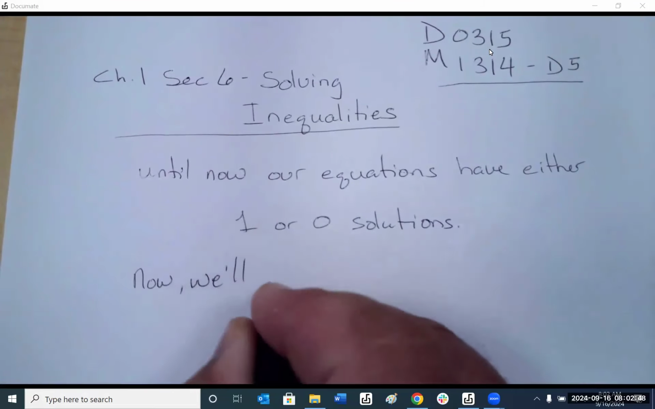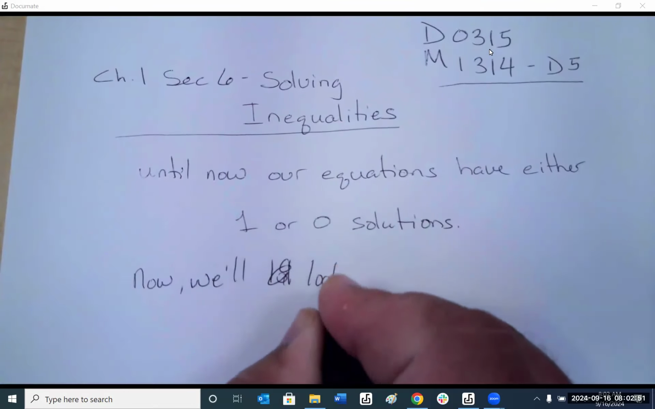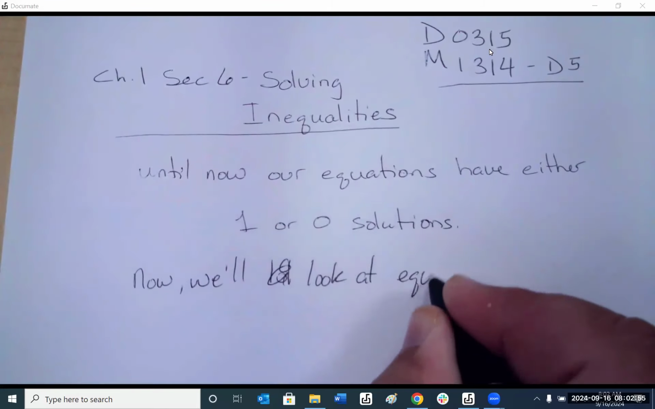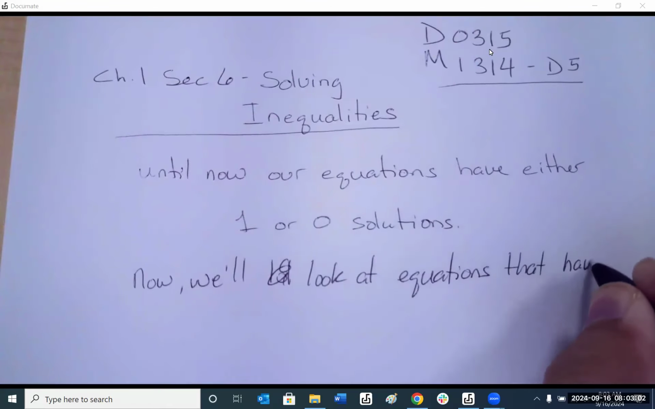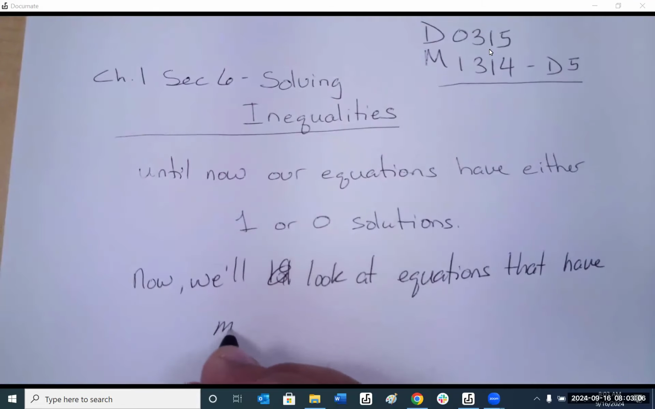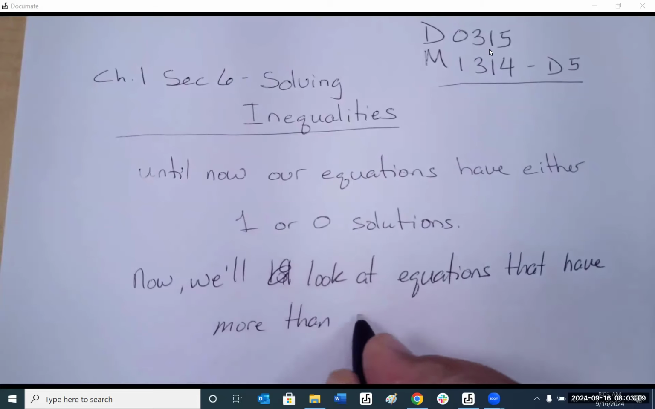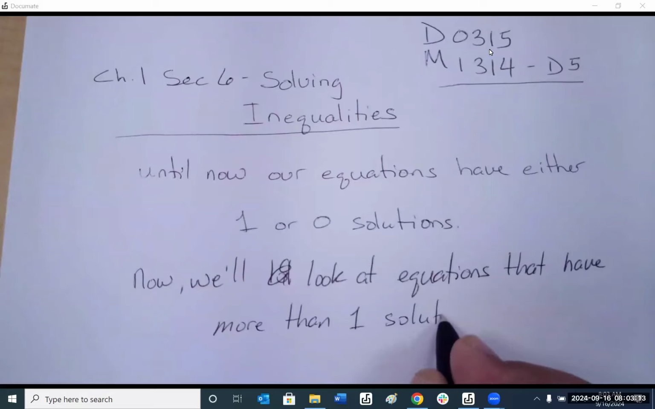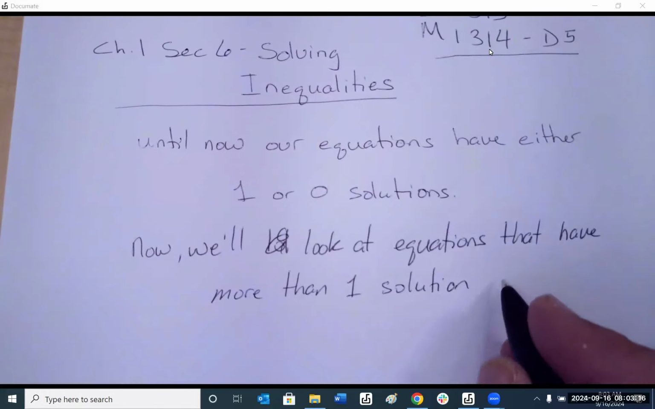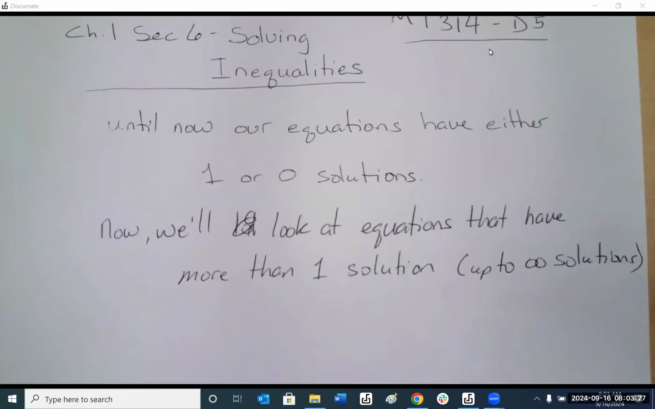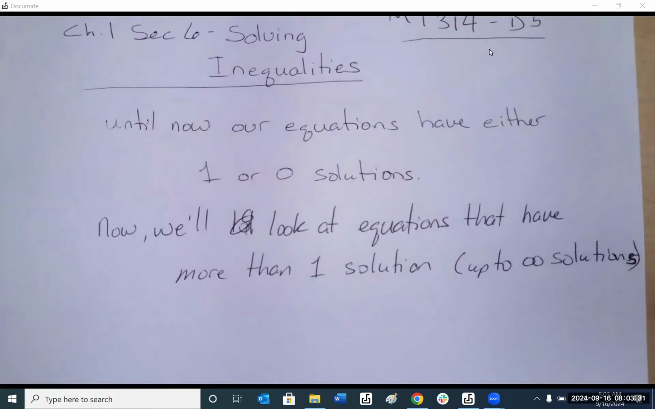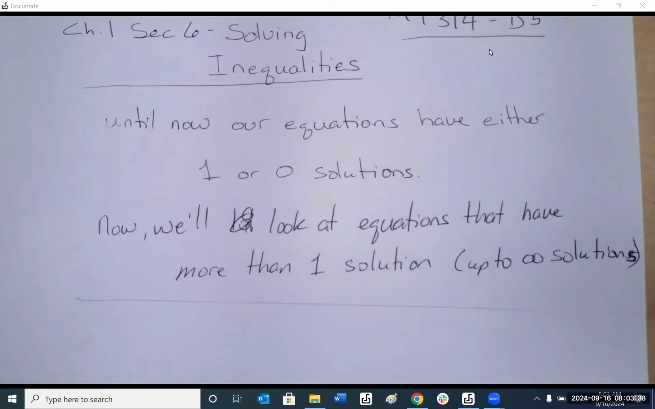Now we'll look at equations that have more than one solution, up to infinite solutions. Up until now, when we talked about infinite solutions, we talked about same lines, but no more in this section. We're now going to look at inequalities.